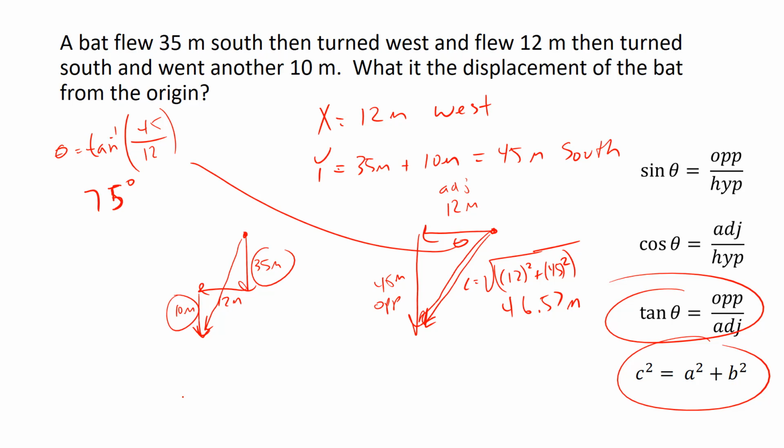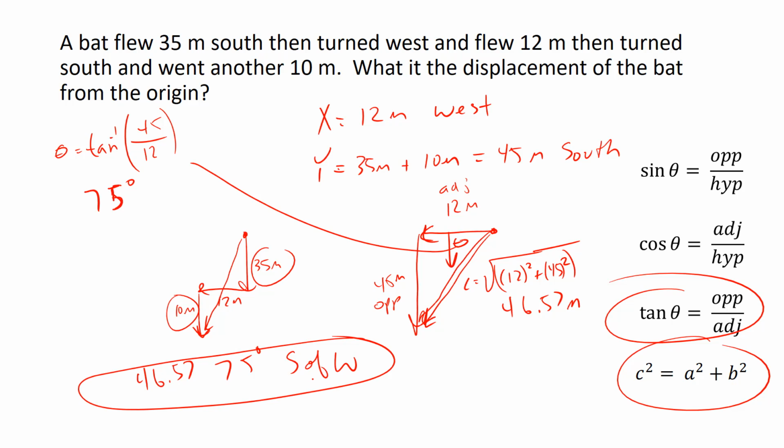And our final answer, remember you need a magnitude, which is 46.57. Then you need the angle, 75 degrees, and then we need to describe that angle. And this one is going south of west. You can always do the final check and draw that out and see if it ends up being the same thing, but I'm pretty sure I'm correct. 46.57, this should be meters, 75 degrees south of west, and that's your final answer.